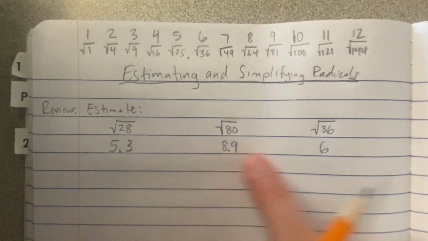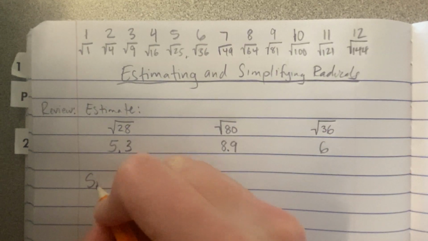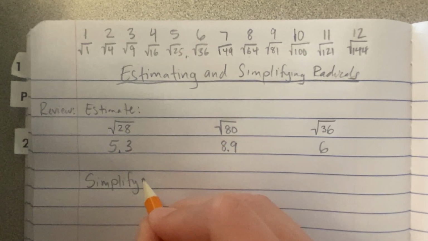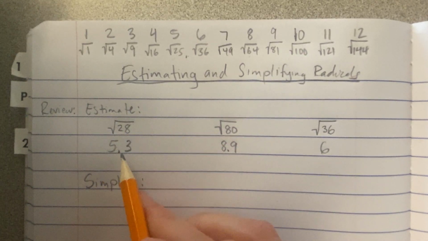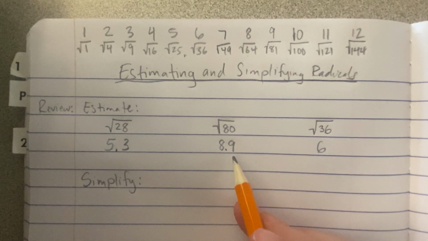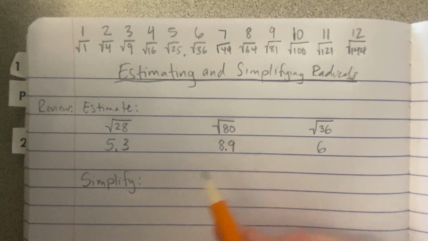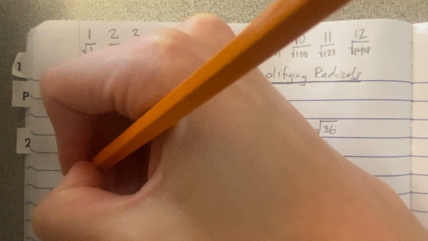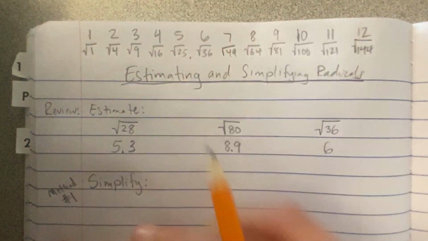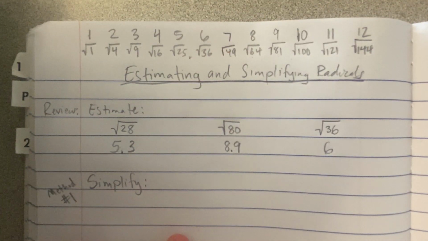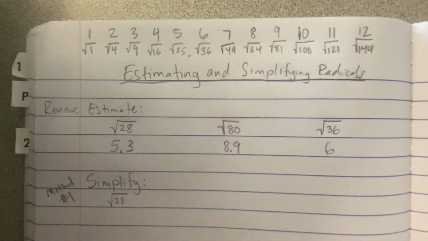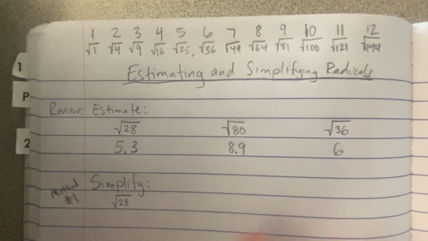Okay, so estimating is what we learned last week. It turns out estimating is actually not that useful, because this number is not exactly 5.3. This number is not exactly 8.9. It's an estimation. So we actually prefer to have numbers be exact when we're using math, right? So I'm gonna show you how to simplify. This is gonna be method number 1 right here. And when I simplify, that means I'm gonna take this and make it simpler, okay? But it's still gonna be exactly the right number, okay?